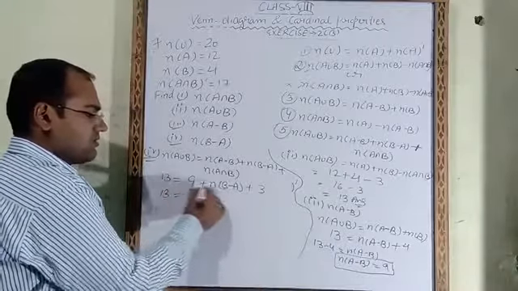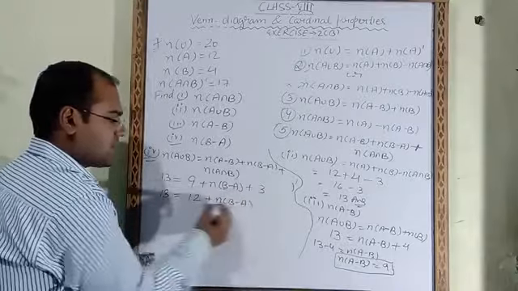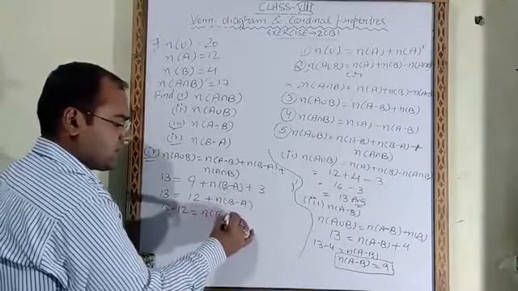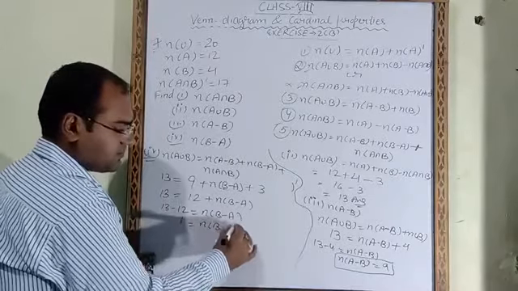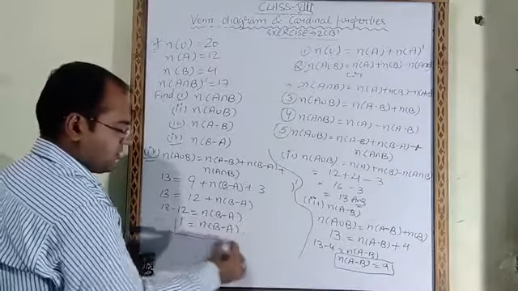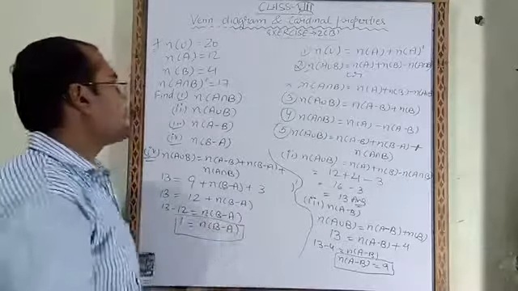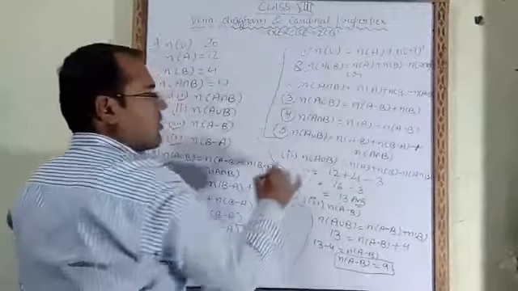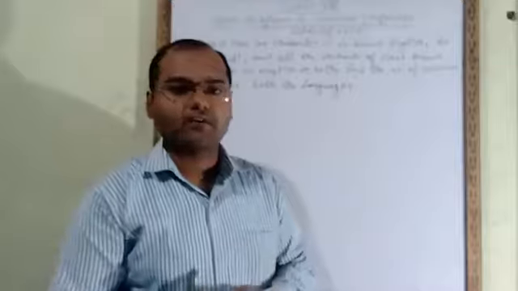So 13 is equal to 9 plus 3, 12, plus n(B minus A). 12 will come here, so 13 minus 12 is equal to n(B minus A). The answer of n(B minus A) is 1. So like this you have to do such questions. For this you have to remember these 5 formulas. You have to learn these formulas. Now see one more question.